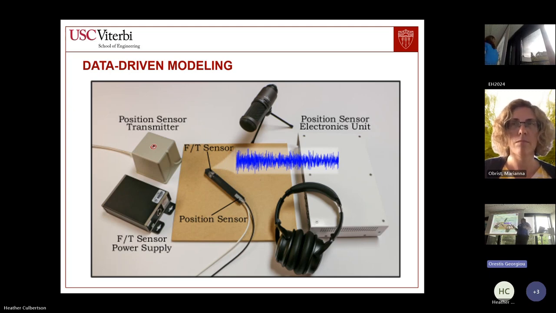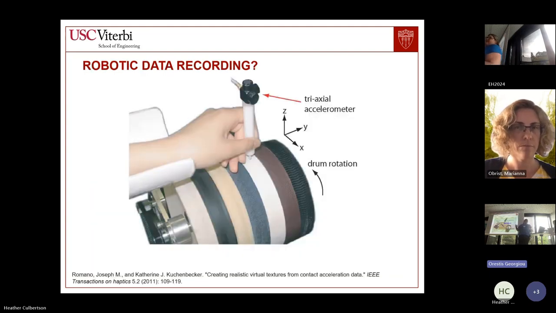But for recording these, first of all, you have a very expensive recording system, and you have to have a human in the loop. This work by one of my friends, Joseph Romano, who was also a PhD student with Katherine Kuchenbecker, tried to have a robot in the loop for recording the data, where they had a human holding the tool, but then a drum underneath it to record. But the problem here is you are actually recording the dynamics of the drum as well.